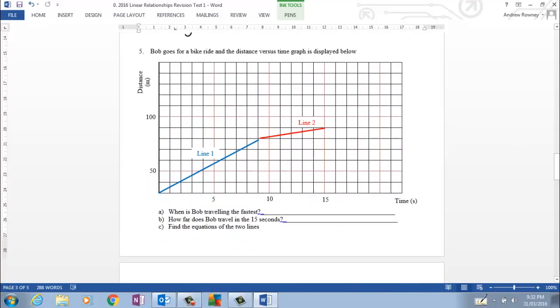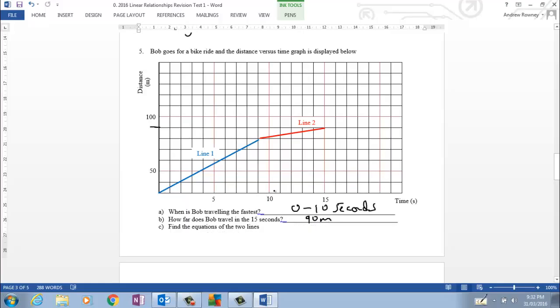Next one is a graph of a bike rider. So the first question is, when is Bob travelling the fastest? Well, it's the blue line. So it's from 0 to 10 seconds is when he's going the fastest. How far does Bob travel in 15 seconds? In 15 seconds he goes 90 meters.